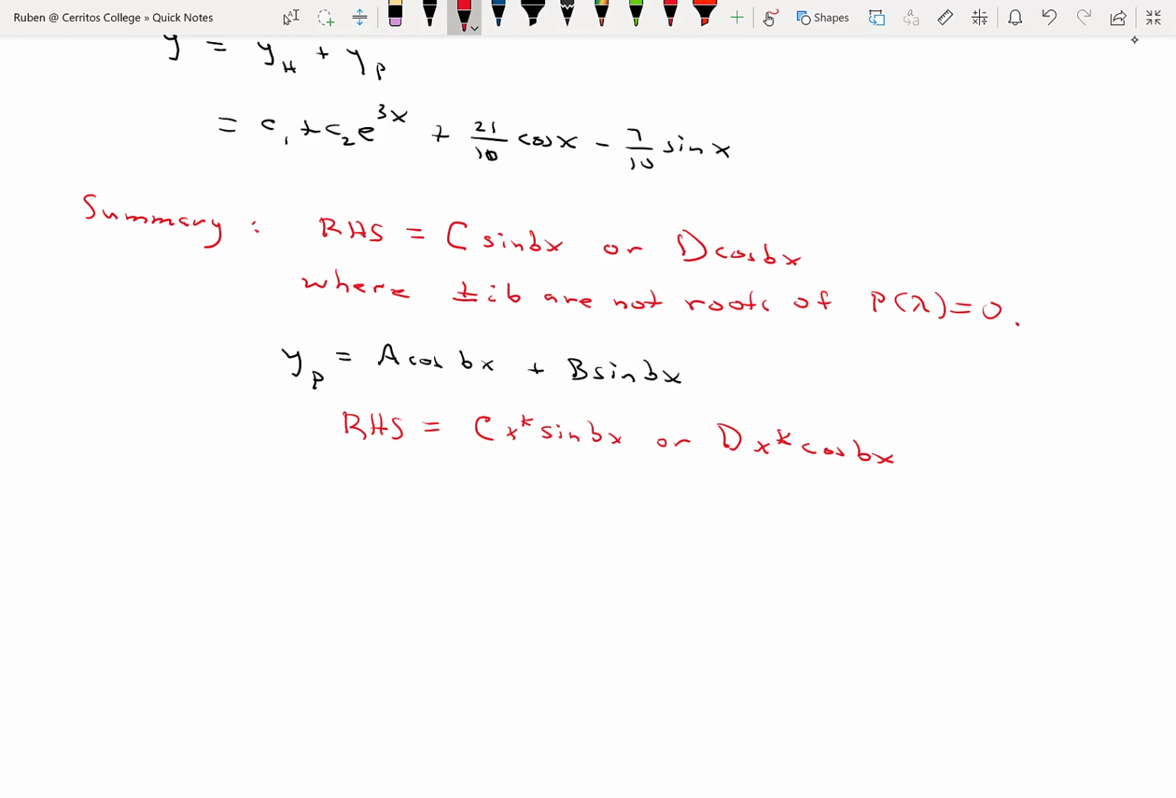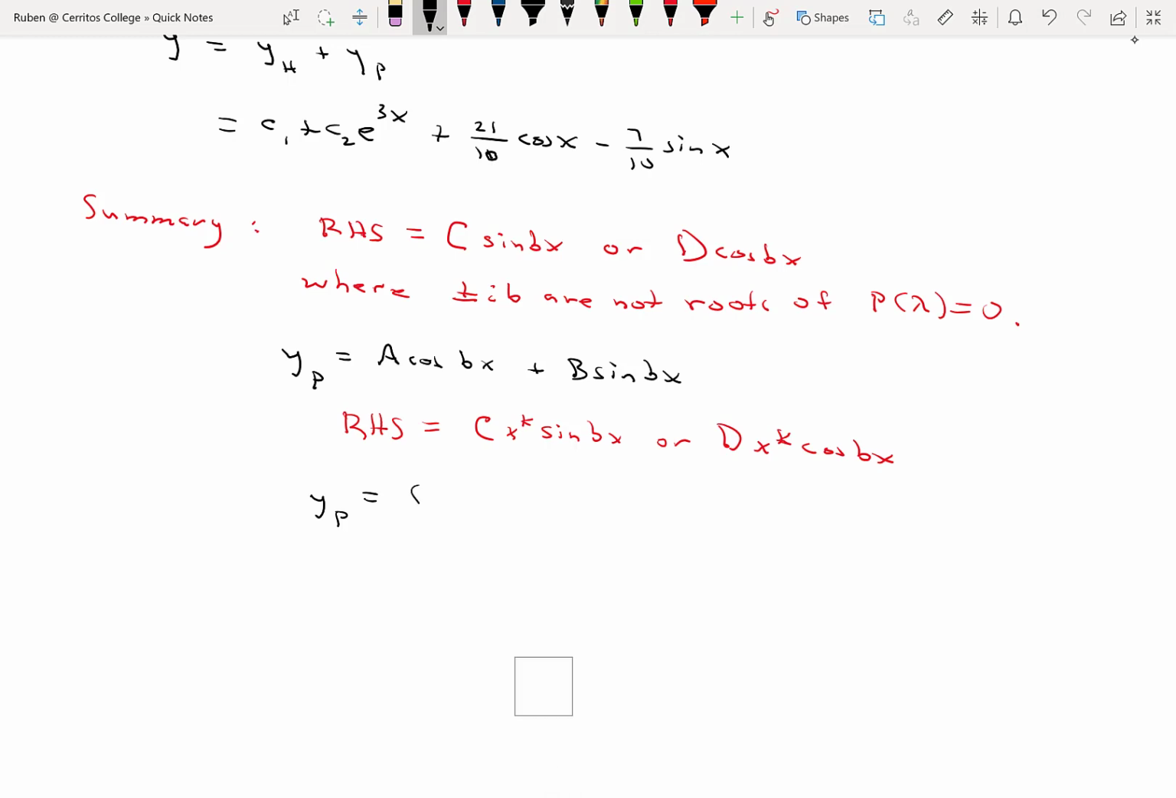So let's assume that we tack on a possibility of having a power multiplied by the sine or cosine. The outcome for y sub p is the same thing as in our previous summary. We assume that our particular solution is the product of the particular solutions that we would have if we only had the power or if we only had the trig function.